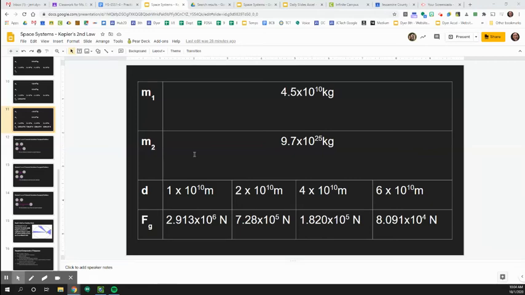Hi students, I'm going to do a really quick video with you for you to watch after you have finished your quiz over Kepler's first law. So we're going to work a little bit more with Newton's law of universal gravitation.